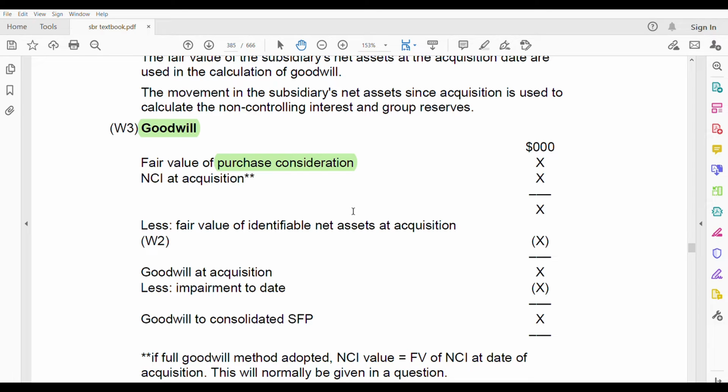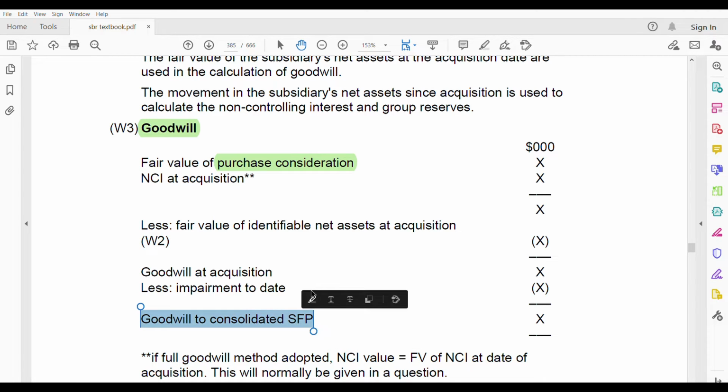Once you deduct it, the amount which is left is known as goodwill. Sometimes there is an impairment, sometimes there is not. If there is an impairment, you need to deduct that impairment from goodwill. And this goodwill will finally go to your consolidated statement of financial position.